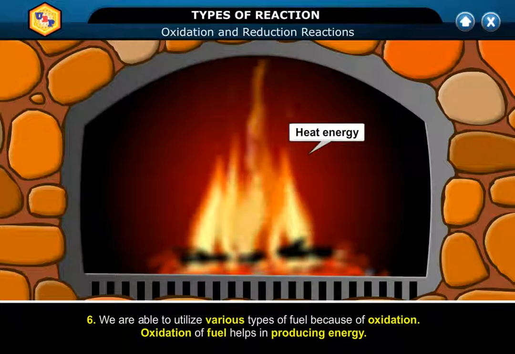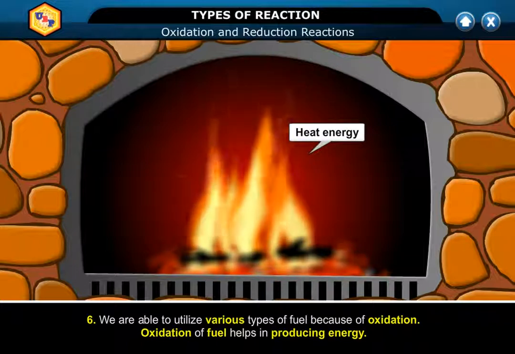Number 6. We are able to utilize various types of fuel because of oxidation. Oxidation of fuel helps in producing energy.